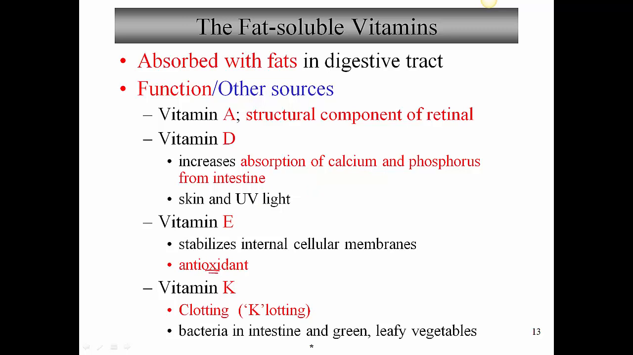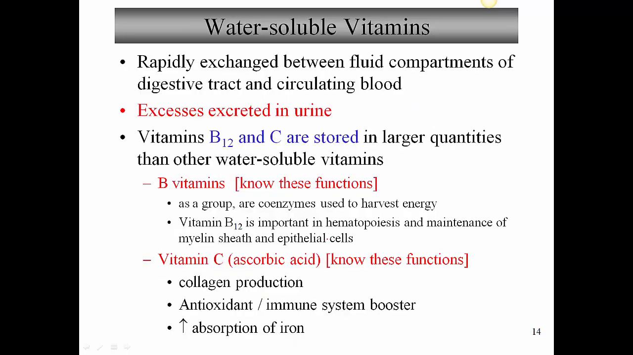Vitamin E is one of the major antioxidants, and it has a major stabilizing effect on cellular membranes. And finally, vitamin K, think of the K for clotting. Some of the bacteria in the intestine manufacture vitamin K for us, which we absorb. We can also find this in green leafy vegetables.